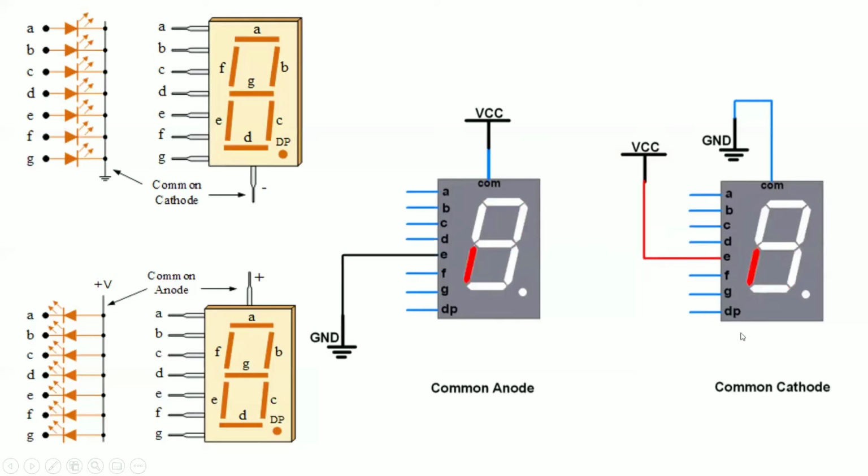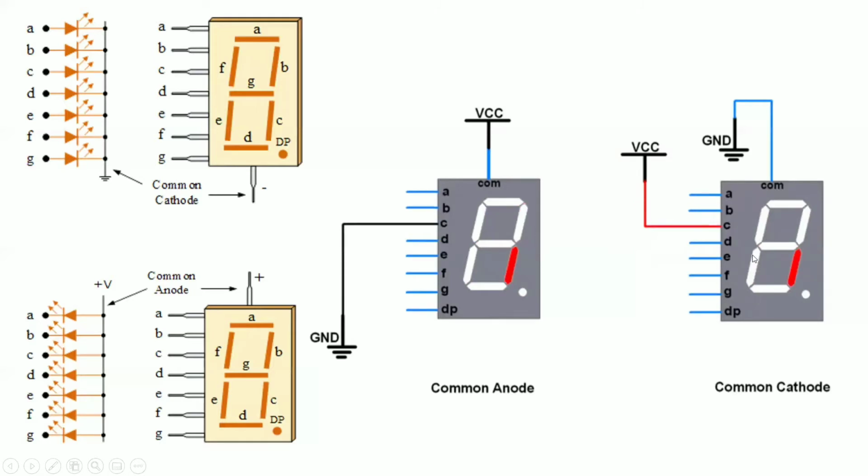Whereas in the common cathode configuration, whenever you want to turn on any LED of your 7-segment display, you need to write value 1. That is your power supply. I am sure you know 1 means VCC, 0 means ground, right? Whenever you give 1 to it, only then does the LED get turned on. It is just the contrast.